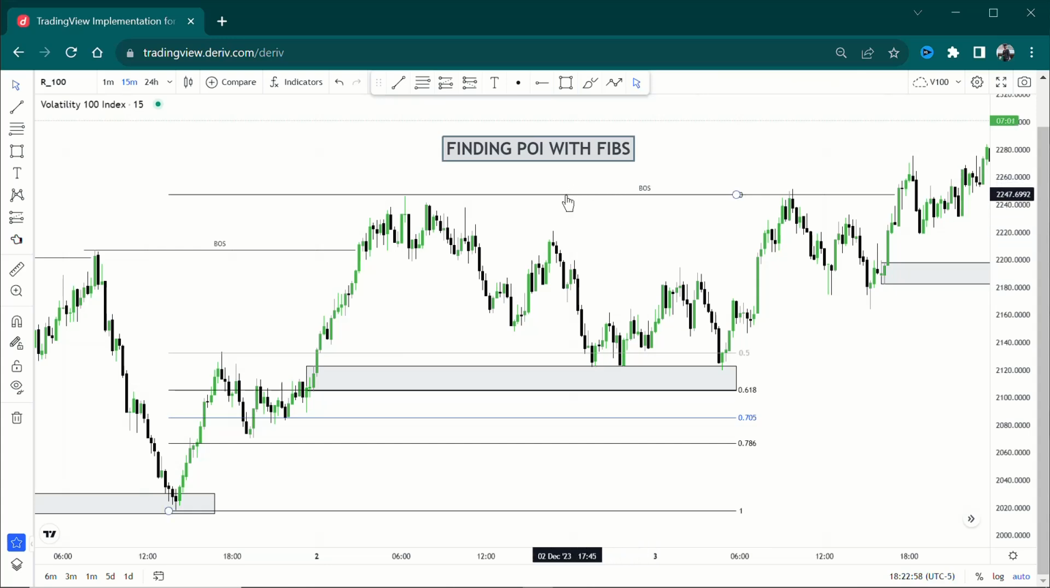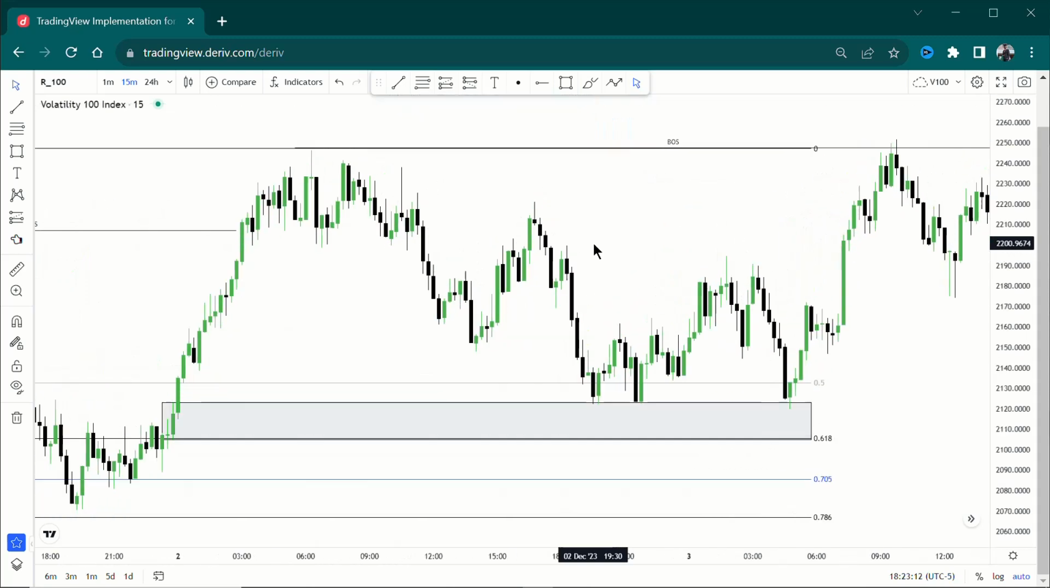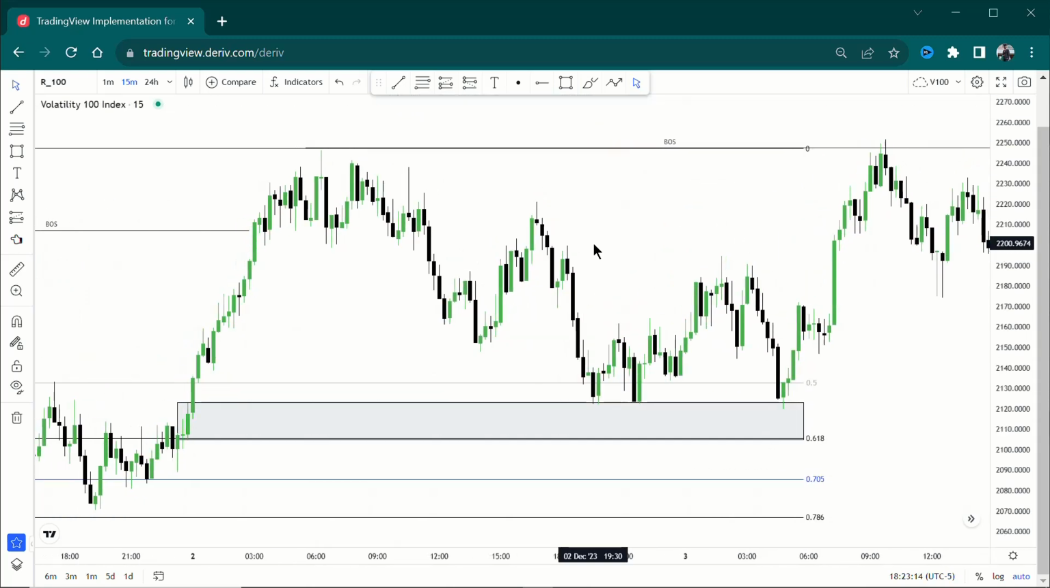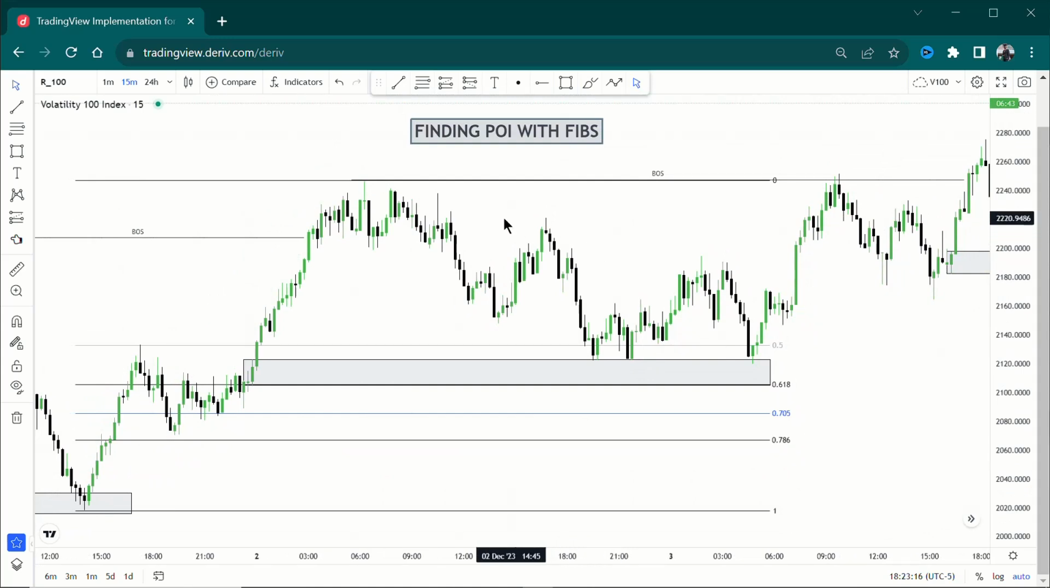I just want to make something clear here. Some people use the Fibonacci retracement in a very wrong way. You shouldn't use this tool for entries. Don't use Fibonacci retracement for entries. It should be used to help you find correct POIs.